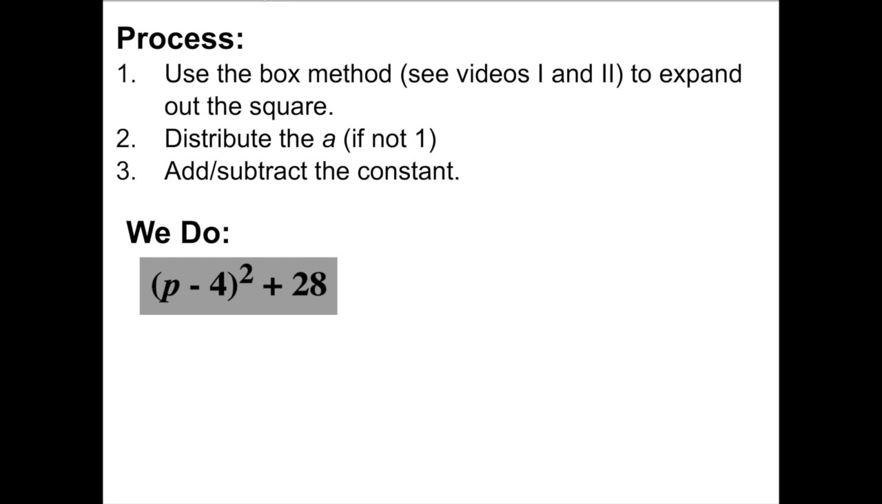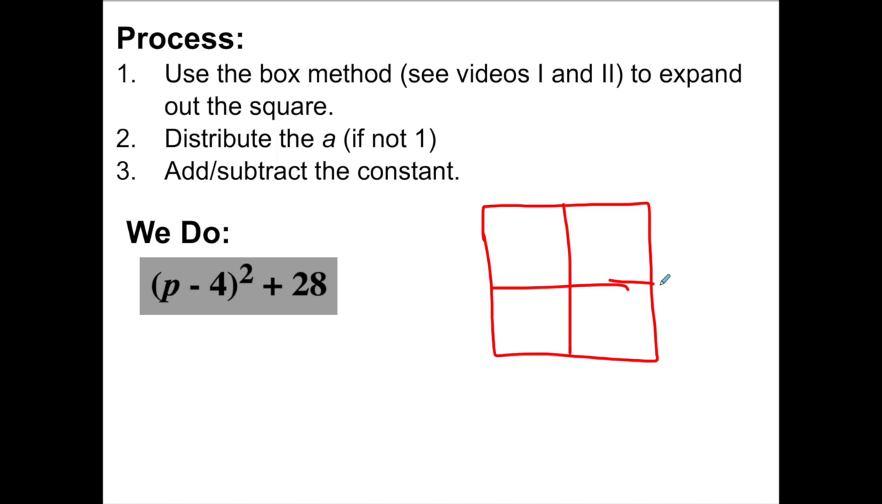So folks, when I'm going to do this, think about the process here. What is the first thing I'm going to do? I'm going to build a box. Okay, now take a look here. What's going to go on the top and what's going to go on the left? On the top is going to go p minus 4, but what about the left? It's going to also be p minus 4, because you're squaring something, so you're multiplying it by itself.